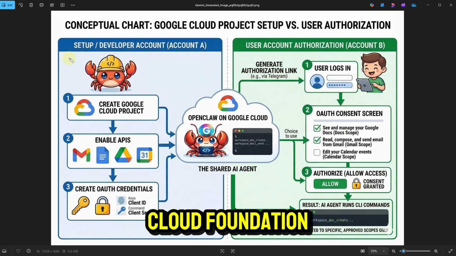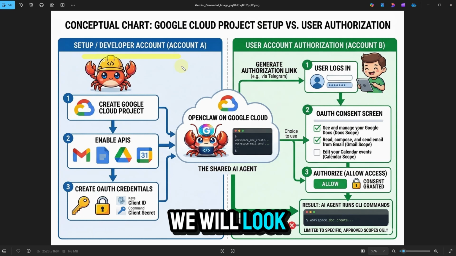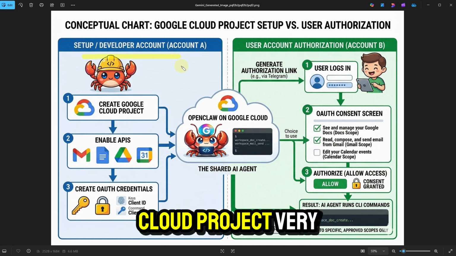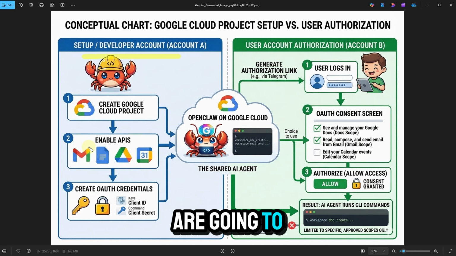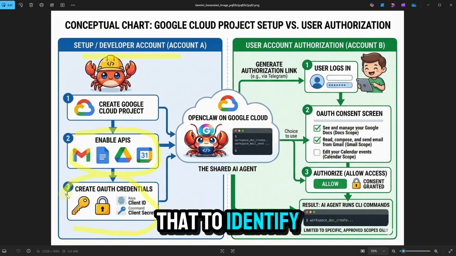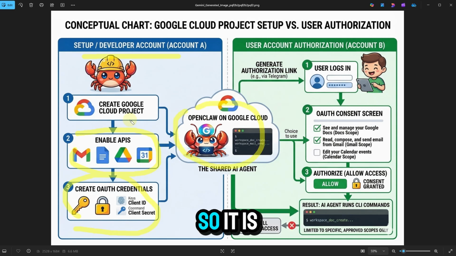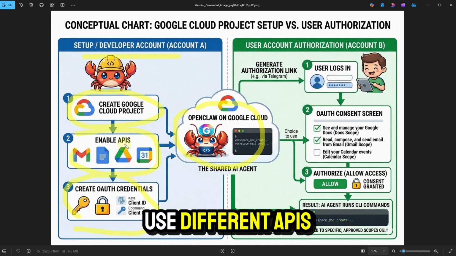So here is what we're going to do right now. Step 1, the cloud foundation. We will look at our Google Cloud project very quickly, and we are going to enable those APIs, and also generate this client secret JSON file to identify our AI agent. We already have one project that is running our cloud, so it is highly recommended that we create a separate cloud project because that will use different APIs.